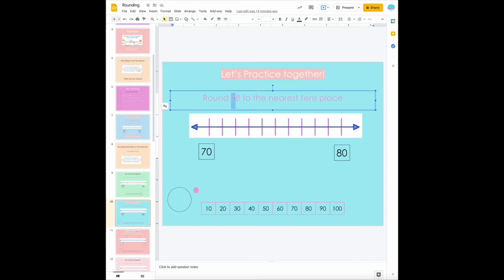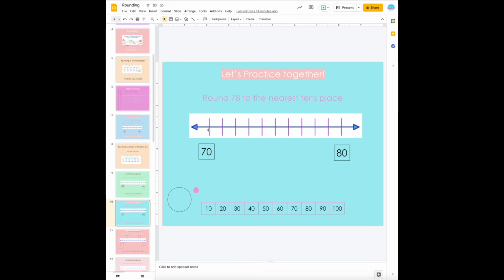Now remember, trick 1, here's the 10 that it's already in, so we know that one's going to be our first one. We know it's 70, and then all we have to do is look down here and think, what's the next 10? 80. Step 2 is to figure out, where do we put 78 on the number line?